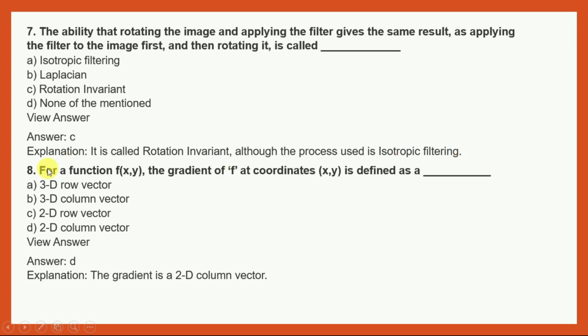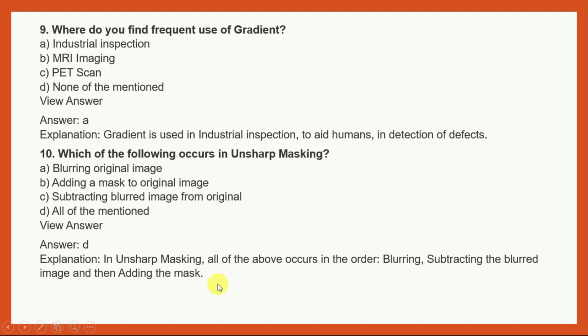The next question is, for a function f of x comma y, the gradient of f at coordinates x y is defined as. That is a basic question of spatial filtering, and the answer is option D, that is 2D column vector. If we see the explanation, we get to know the gradient is a 2D column vector.